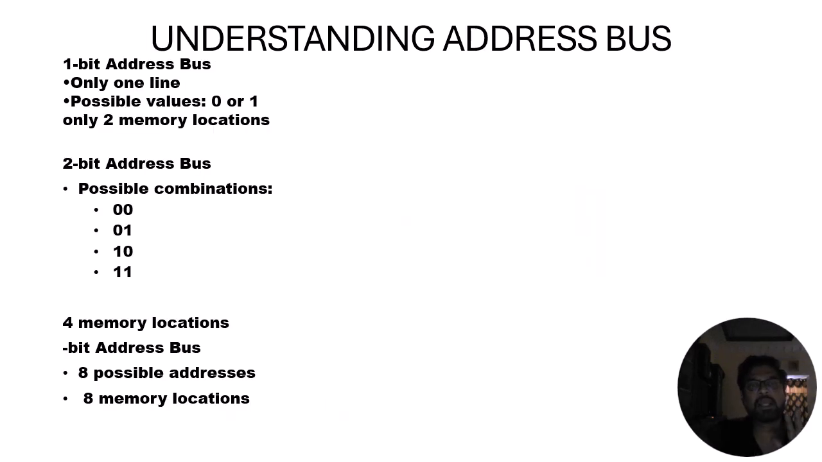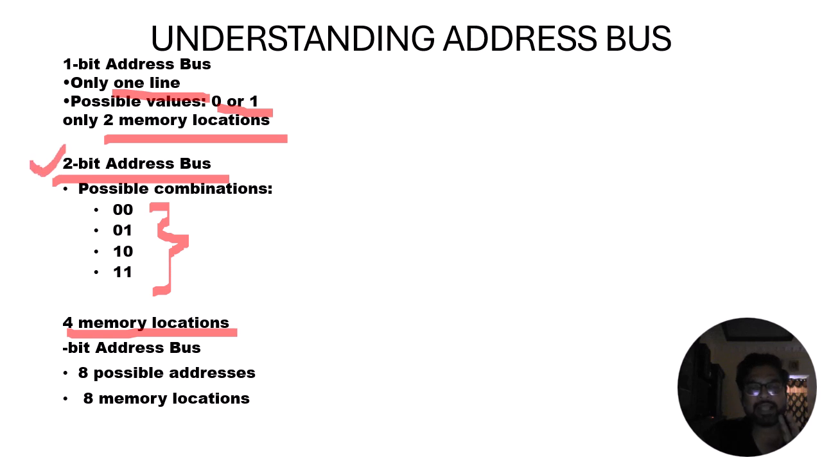Let us start simple. A 1-bit address bus means only one line. So the possible values are 0 or 1. This means we can access only two memory locations. If we go for a 2-bit address bus, then the possible combinations are 00, 01, 10 and 11. So we have 4 memory locations in a 2-bit address bus. If we go for a 3-bit address bus, then we have 8 possible addresses, that is 8 memory locations.